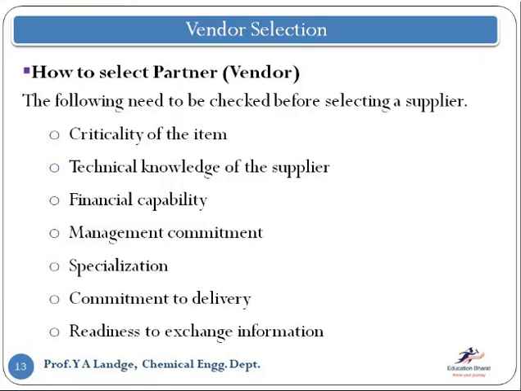Specialization is one of the things. Commitment to delivery, readiness to exchange information. Now, how to select in that case? Another thing we are talking about is how technically feasible that supplier is, which is an important part. We again need to check the financial capability of that particular vendor or supplier, because many times if the company is financially weak, it may not give you the proper supply. There may be a financial crisis, and because of that they will stop supplying the raw material or the components too.